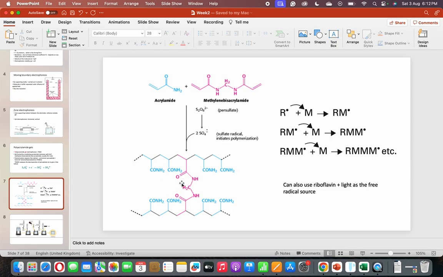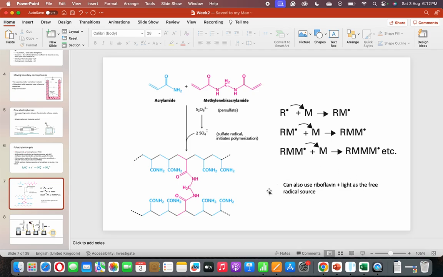Okay, so we use persulfate to form this free radical, but we can also use riboflavin and light. Basically, riboflavin in the presence of light will decompose to give a free radical, and that can also be used to form your gel. In that case, you just add riboflavin to your mixture and keep it in front of a light source for a few hours, and your gel will polymerize.